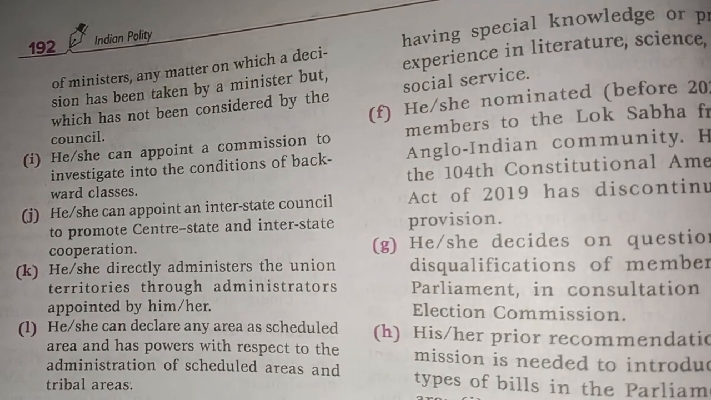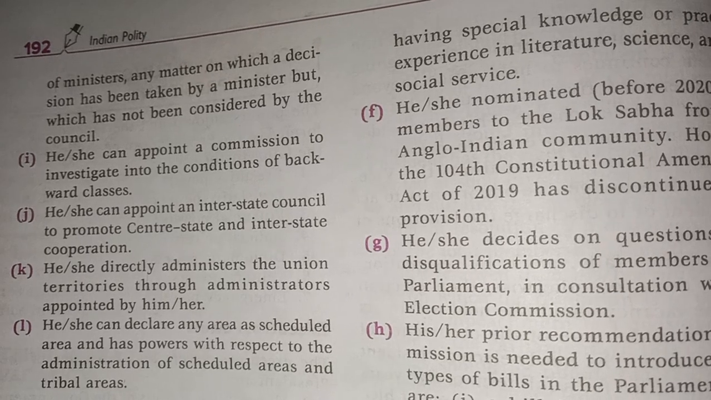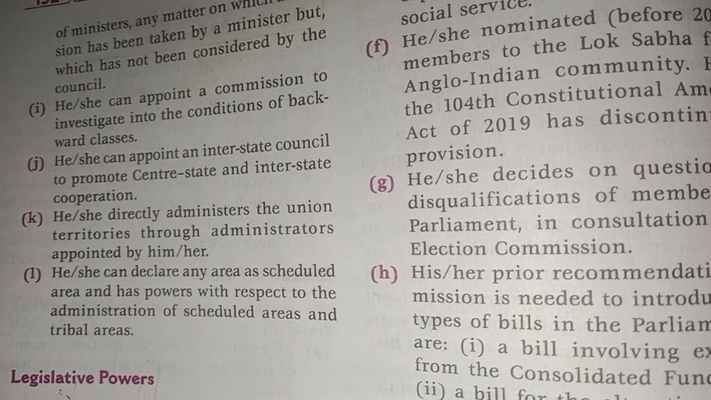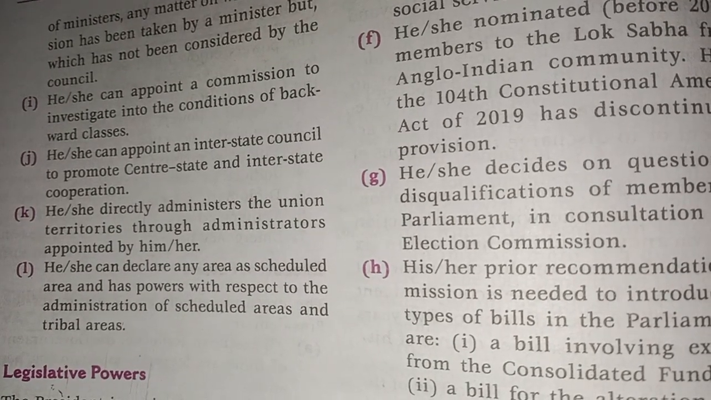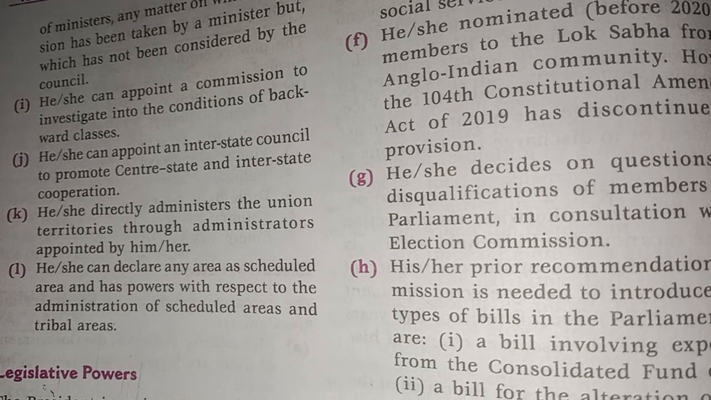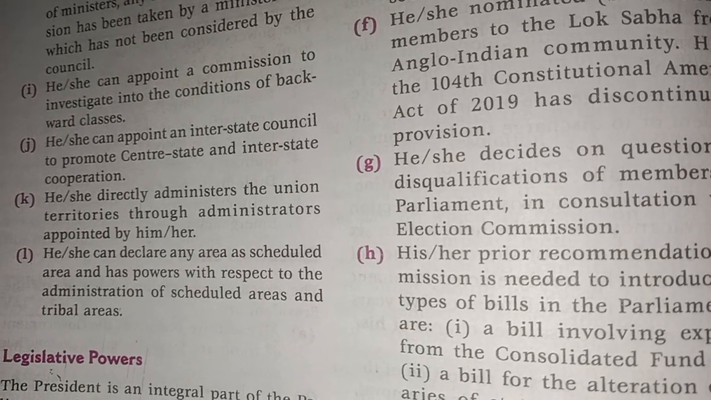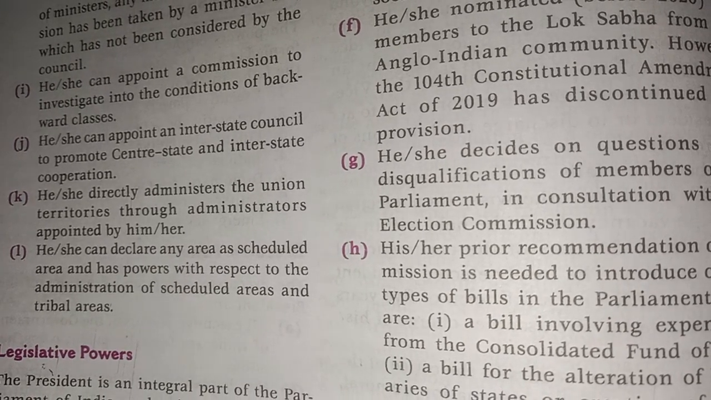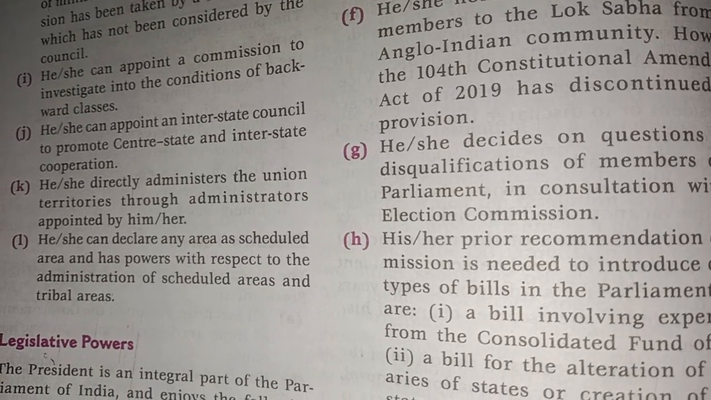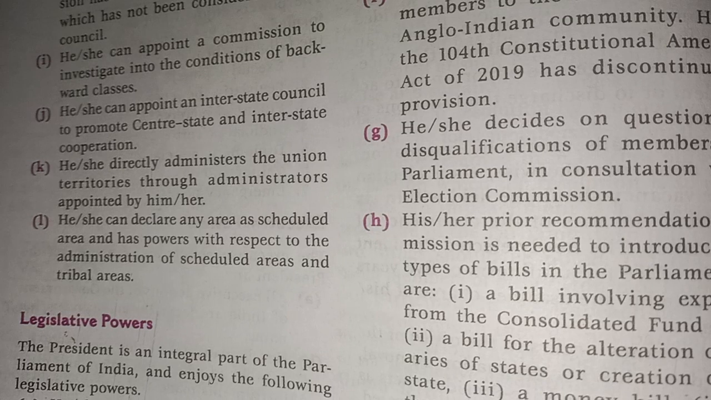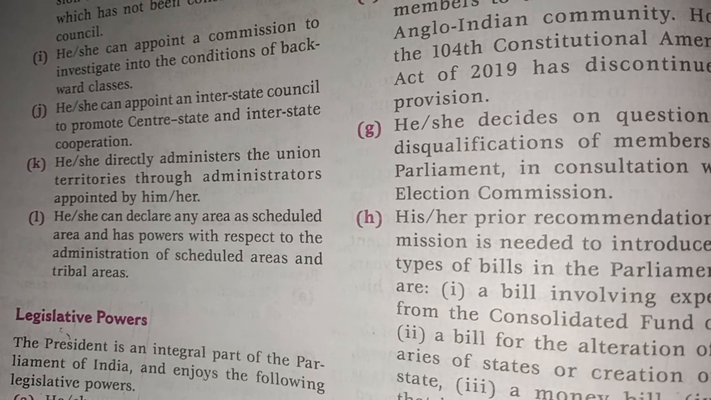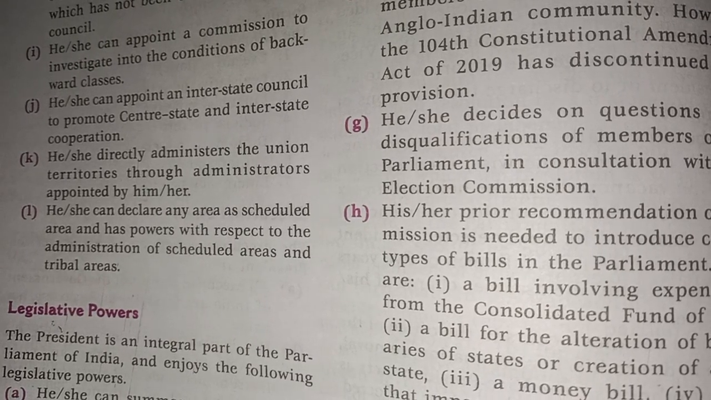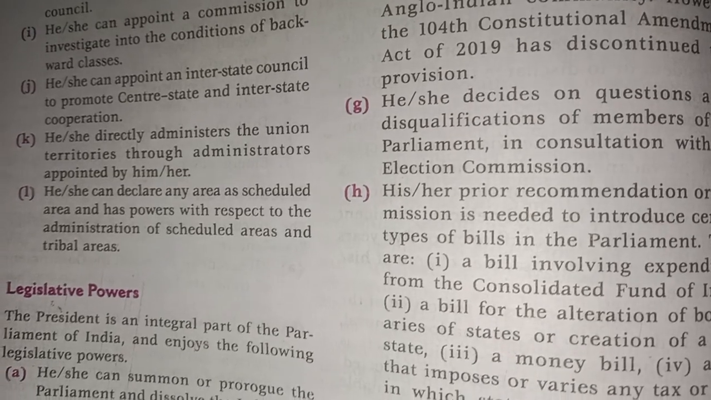I. He or she can appoint a commission to investigate the conditions of the backward classes. J. He or she can appoint an interstate council to promote center-state and interstate cooperation. K. He or she directly administers the union territories through administrators appointed by him or her. L. He or she can declare any area as a scheduled area and has powers with respect to the administration of the scheduled areas and tribal areas.